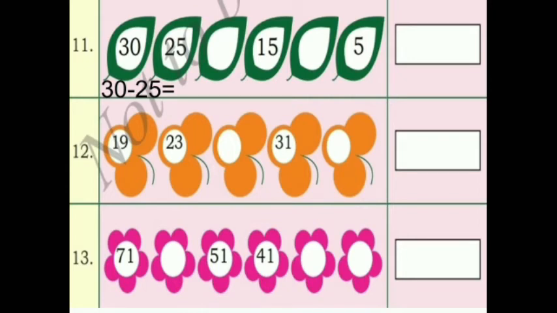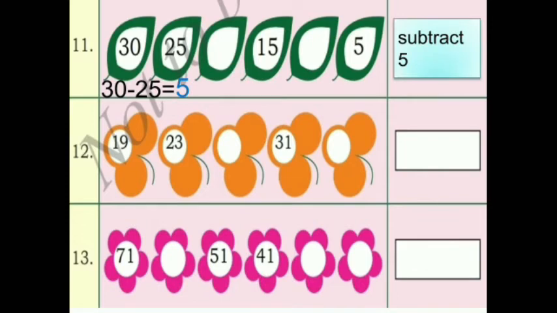Yes, 30 minus 25 is equal to 5. To find out the next number, we should subtract 5 from 25. What is 25 minus 5? Yes, 25 minus 5 is equal to 20. The next missing number is 20. Next we have 15. To find out the next missing number, we should subtract 5 from 15. What is 15 minus 5? Yes, 15 minus 5 is equal to 10. The next missing number is 10.